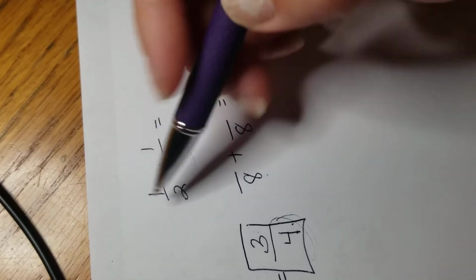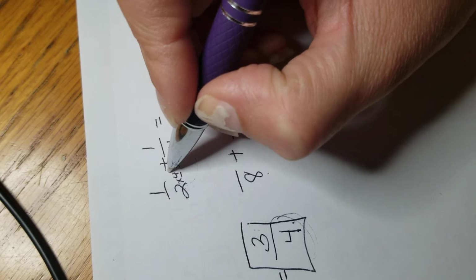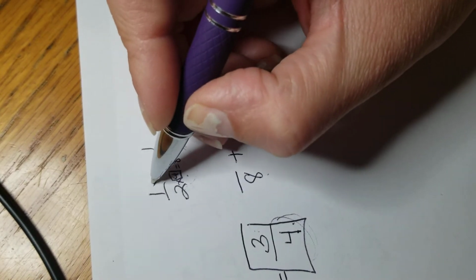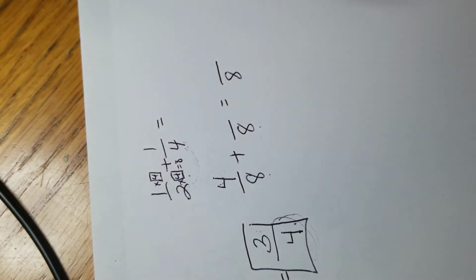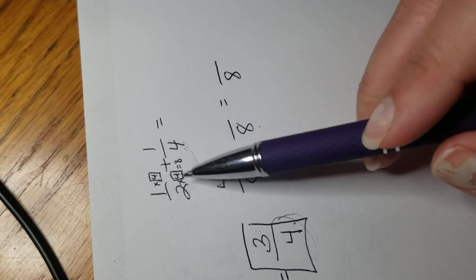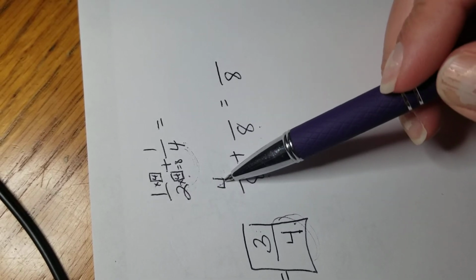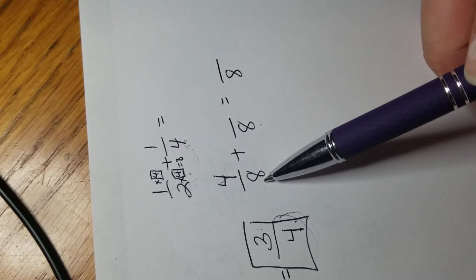So this one, 2 times what gives me 8? And that's 4. But what I multiply the bottom, I have to multiply the top to make sure we get equivalent fractions. So that means 4/8 is the same as 1/2, which it is, because if I divide 4 by 4, I get 1. 8 by 4, I get 2. So these are equivalent fractions, and that's good.